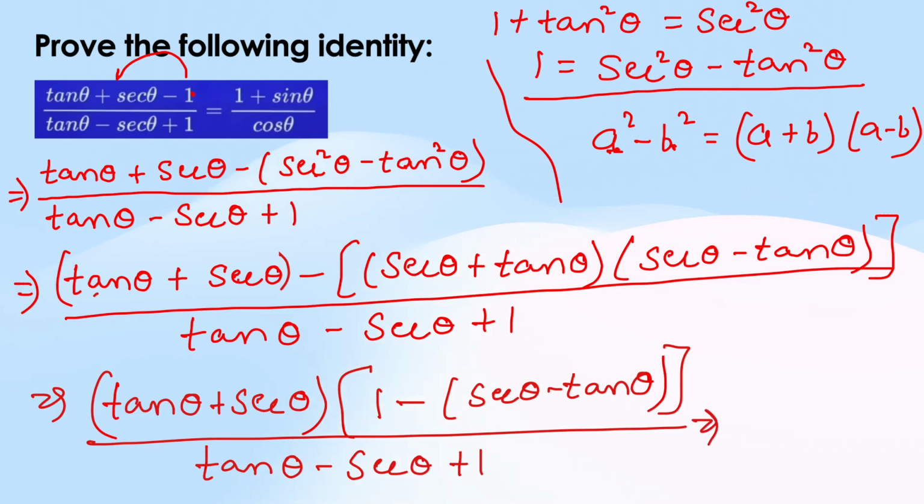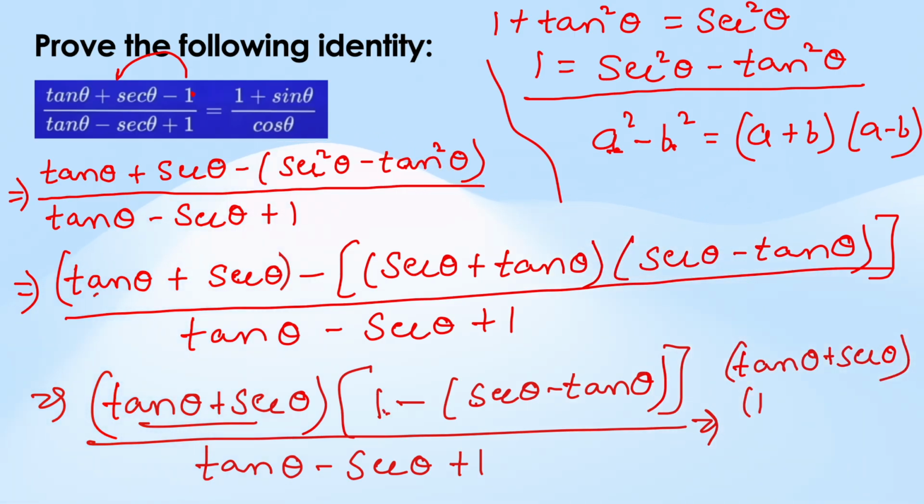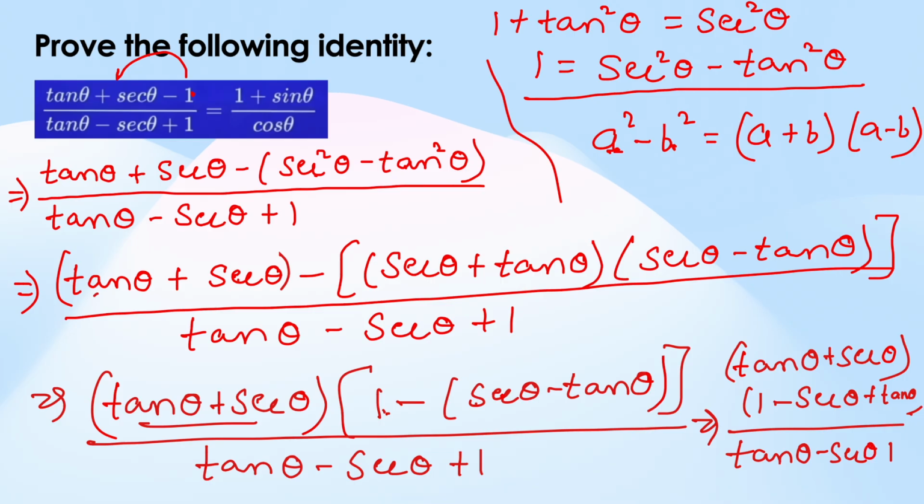Alright. Now see, if I open it, this will remain same, tan theta plus sec theta. And just open it: 1 minus sec theta plus tan theta. And in the denominator, what we have? Tan theta minus sec theta plus 1. Isn't it both these things same? Tan theta minus sec theta plus 1 and tan theta minus sec theta plus 1. So we can cancel them out, and what is left with us is tan theta plus sec theta.